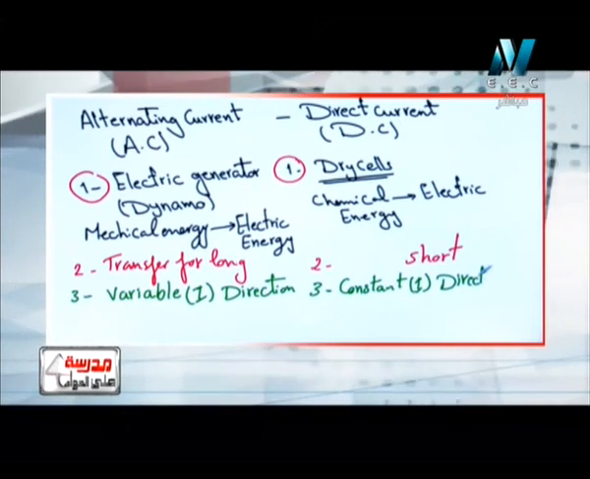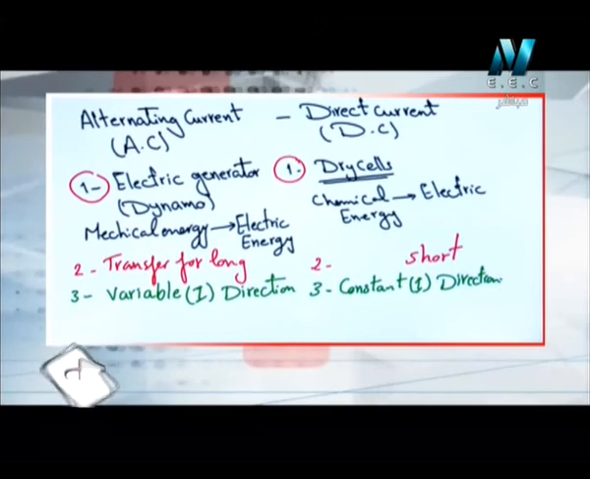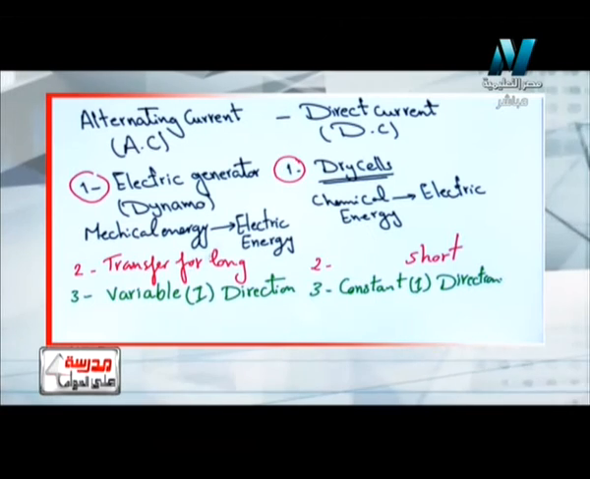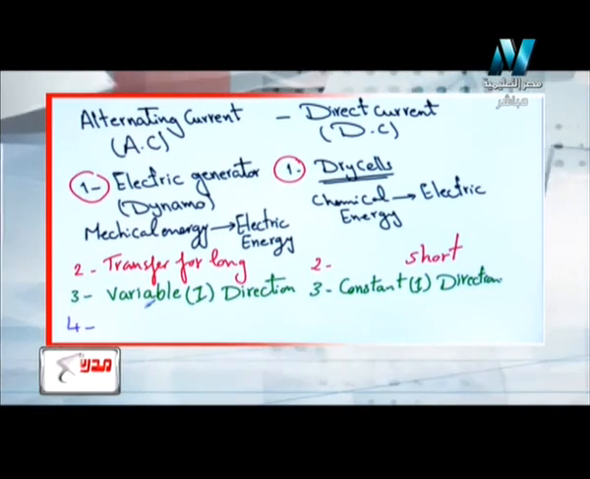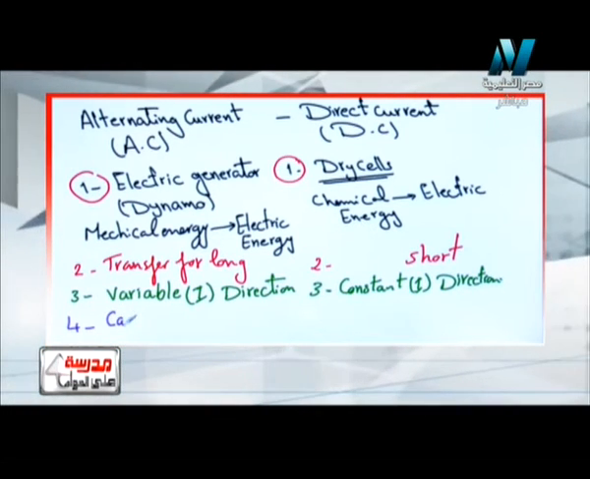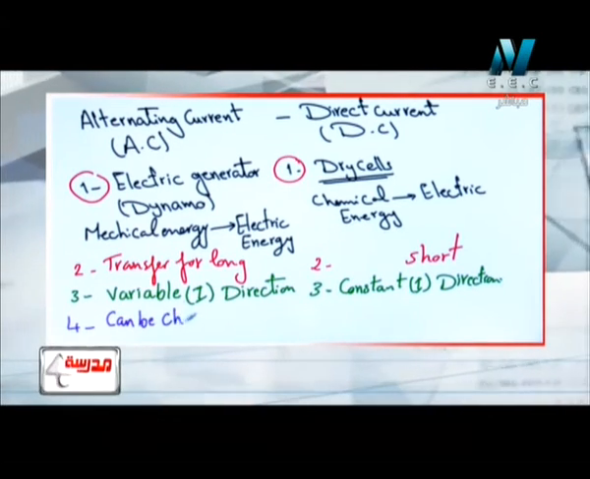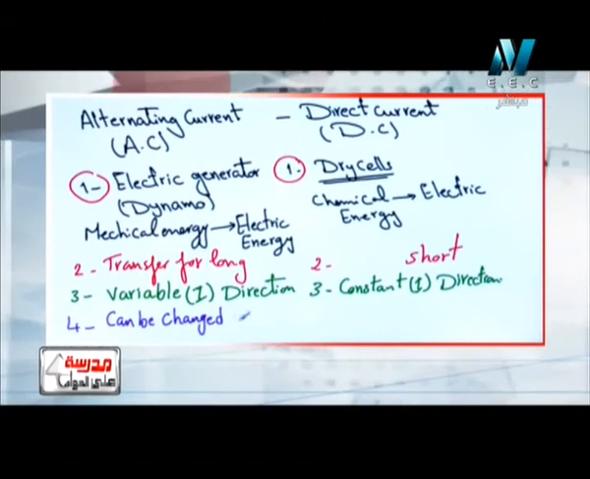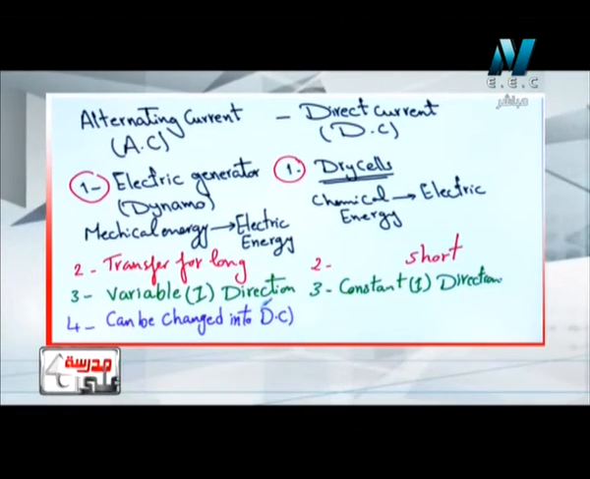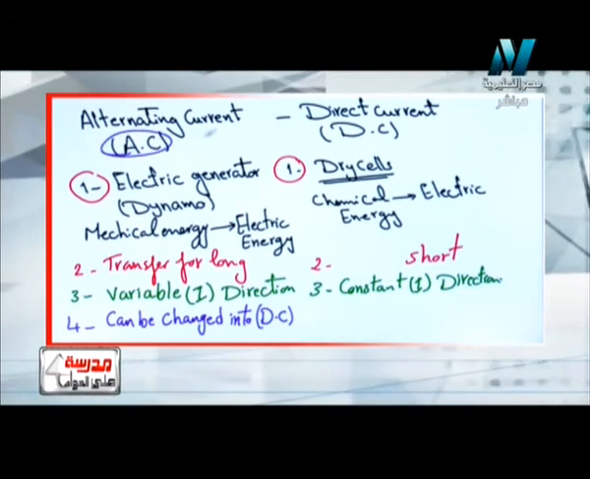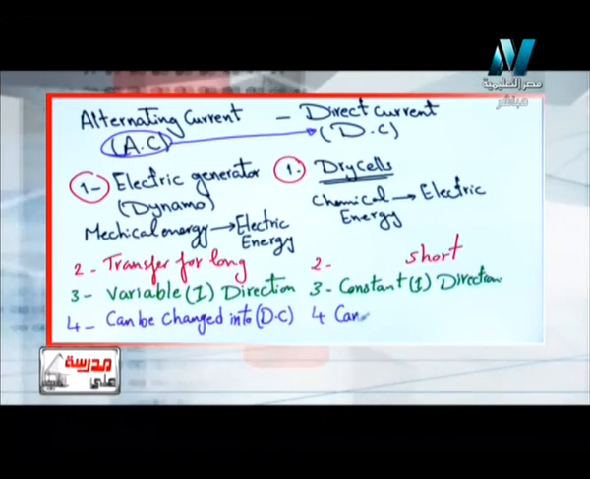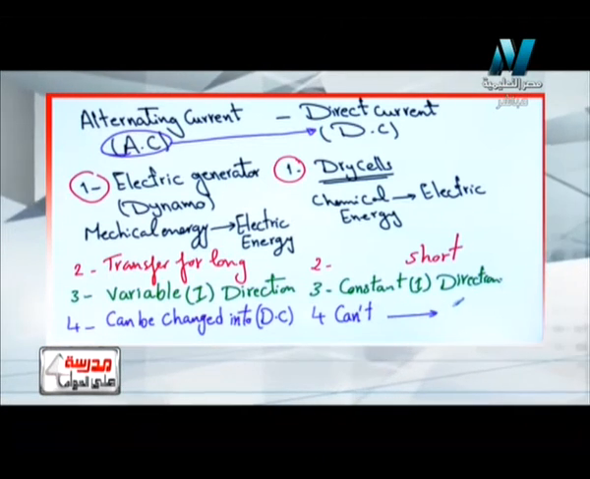Okay, so now we know the difference between them, but we have the most important difference between the alternating and direct current here. As we know, alternating current can be changed into direct current. So here alternating current can become direct current. But direct current can't be changed into alternating current.